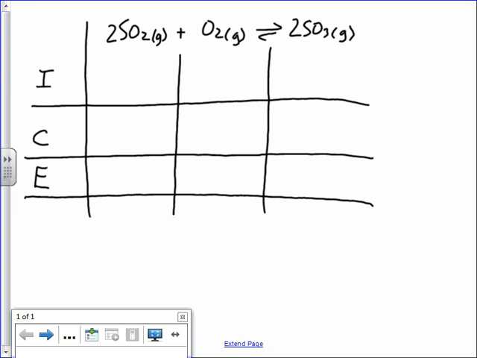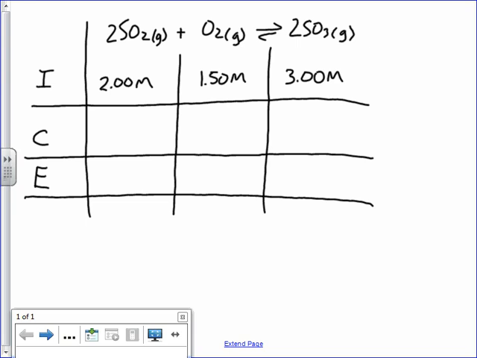So we've got 2.00 molar of this, 1.50 molar of O2, and 3.00 molar of SO3.